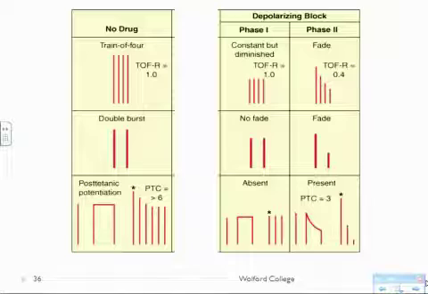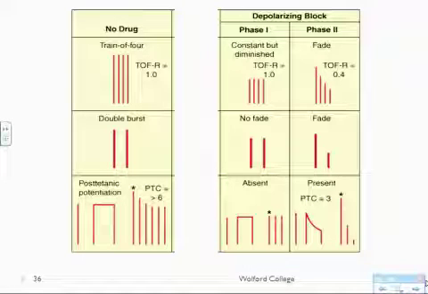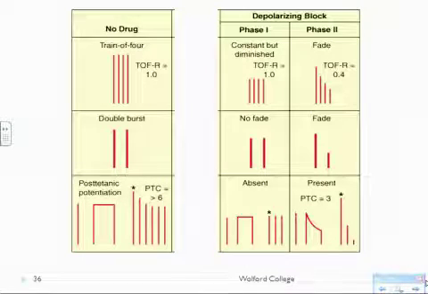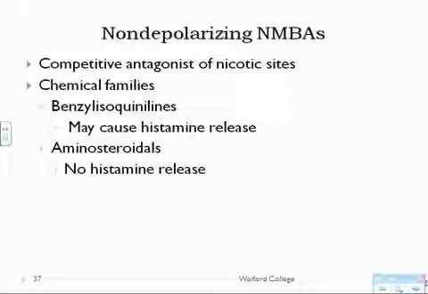All right, so what you see is in depolarizing agents, you get fade with your phase 2 blockade. You get fade with double burst. And you get fade in your tetanus as well as in your train of 4. Okay. Pavulon will also bind to some muscarinic sites, which is why it also increases heart rate.